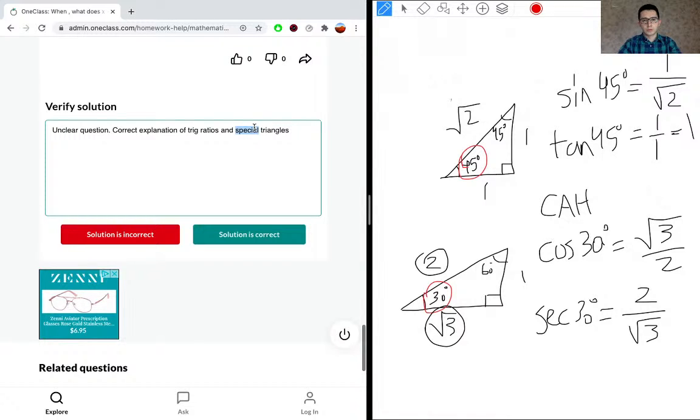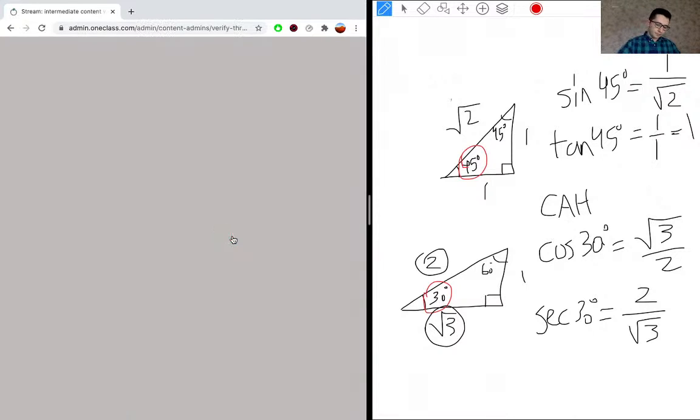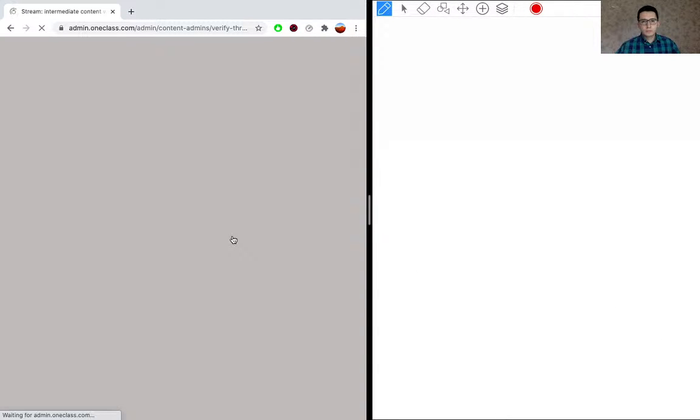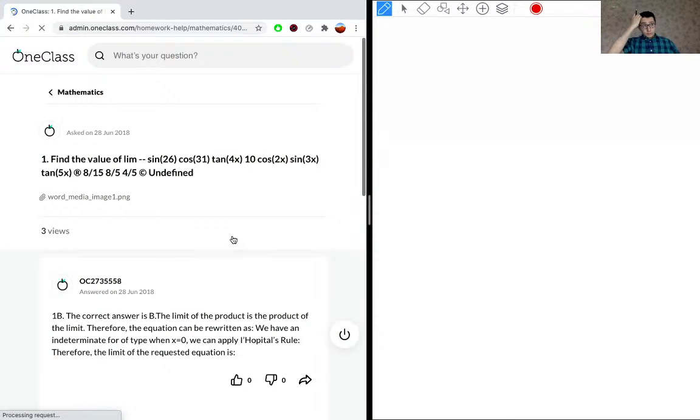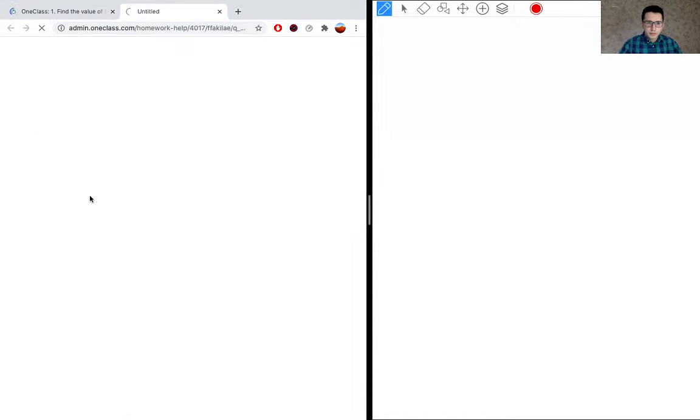They don't really show the special triangles, so we'll take that out. Okay, let's go to the next question. All right, so find the value of a limit. So let's look at this image here provided.